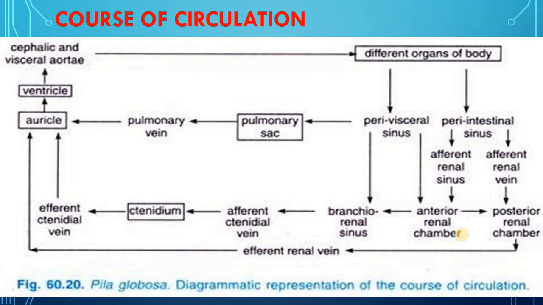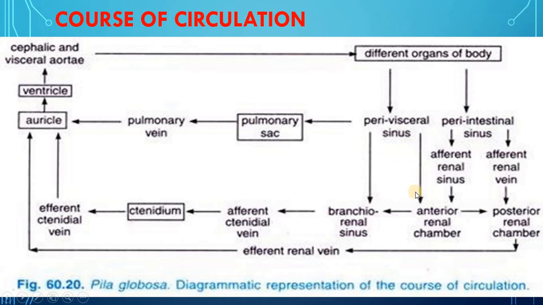So again, to summarize the course of circulation, two aortae, cephalic and visceral, are present. The cephalic aorta supplies blood to the head, part of the mantle, buccal mass, esophagus, copulatory organ, and columellar muscle, whereas the visceral aorta supplies the whole of the visceral mass. From the different organs of the body, the blood is collected through two main sinuses, the perivisceral sinus and the periintestinal sinus.